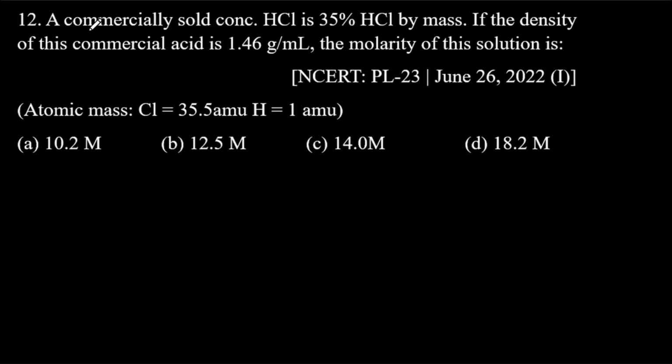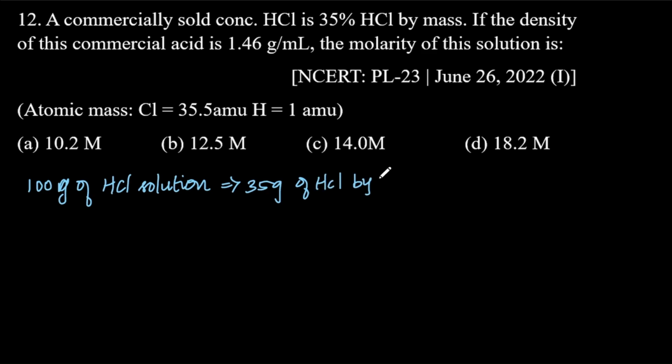The next question is, a commercially sold concentrated HCl is 35% HCl by mass. So from the first statement, we can tell that 100 gram of HCl solution contains 35 gram of HCl by mass. So in the first statement, the commercially sold concentrated HCl is given. So 100 gram of this solution is going to have 35 gram of HCl by mass. So only the mass percent is given as 35% HCl by mass.